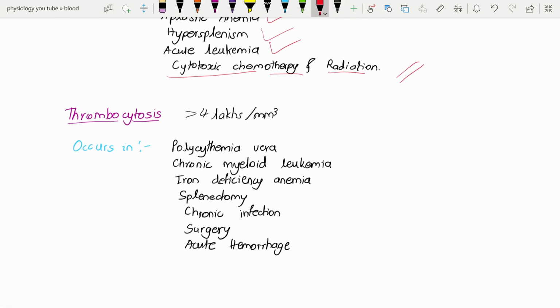Thrombocytosis, when there is an increased count of more than 4 lakhs per cubic millimeter, occurs in polycythemia vera, chronic myeloid leukemia, iron deficiency anemia, splenectomy, chronic infection, surgery, and acute hemorrhage.